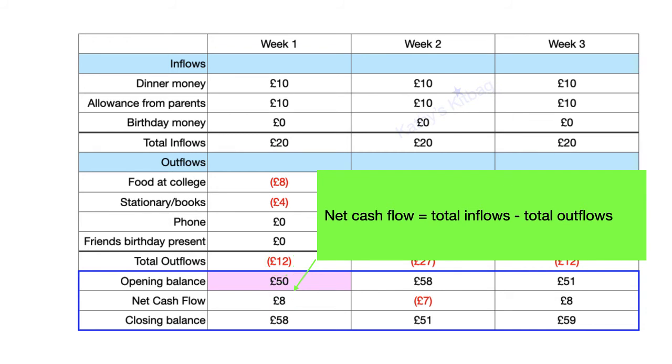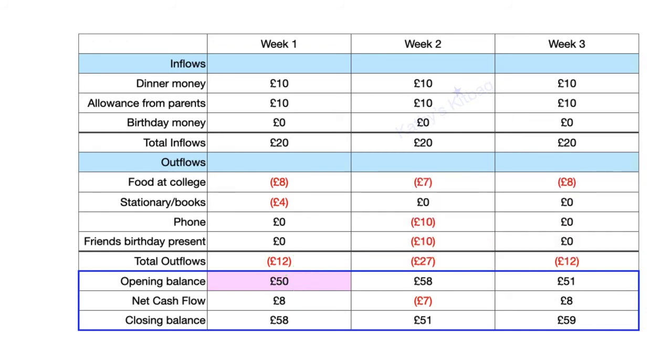The next step then is to take that £8 we've just calculated, and in this case they're both positive, so we're going to add it to our opening balance, so we come up with a total of £58 as our closing balance. So at the end of week 1, in terms of cash that this teenager has in the bank, they've now got £58. And that £58 becomes the opening balance for the next week.